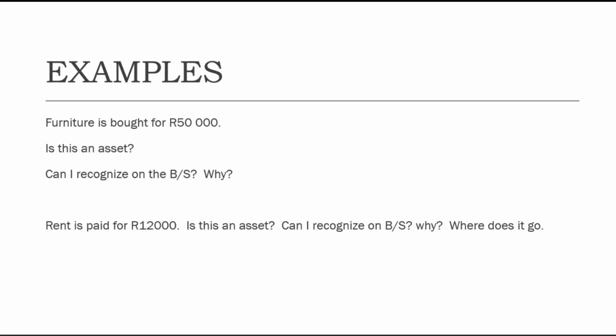Anybody to remind us of the recognition criteria that we discussed? We said that before we can recognize anything on the balance sheet or in the financial statements, it must first meet the definition, right? And we are happy that the furniture is an asset. It meets the definition. Then we put it to another test: does it meet the recognition criteria?